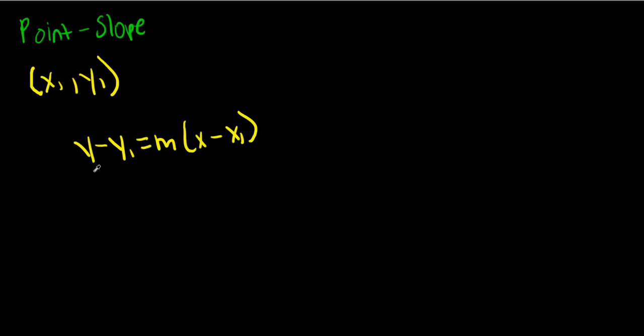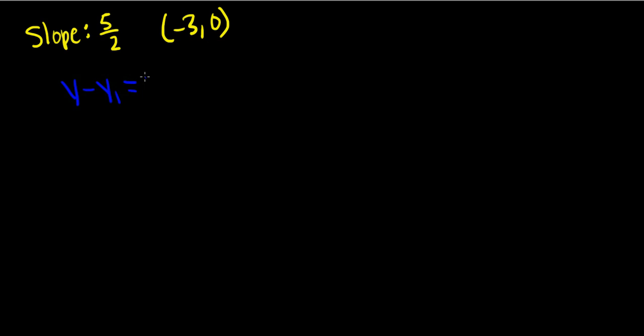We're going to be writing linear equations in point-slope form. So the information we're given is slope equals 5/2, and we're given the coordinates -3, 0, which is a coordinate of a point on the line. So let's rewrite point-slope form. y minus y1 equals m parentheses x minus x1. Let's go ahead and label our coordinates x1 and y1.